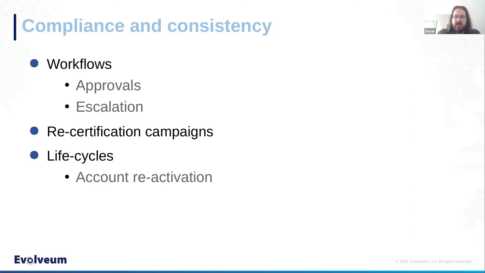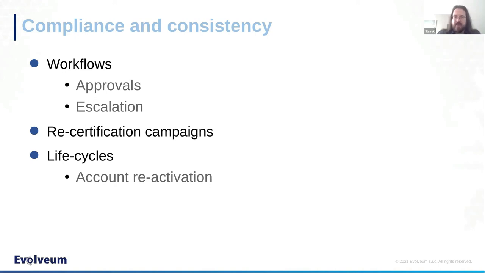And this workflow can always be extended with something more, for example, escalation. So if the person who is responsible for the approval is not acting on it, it can be escalated to different persons. Or the approvals can even be multi-stage, so there are different people or different levels who have to approve it, and so on and so on and so on.